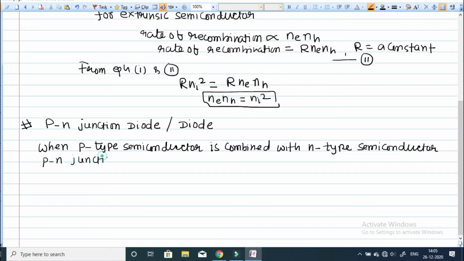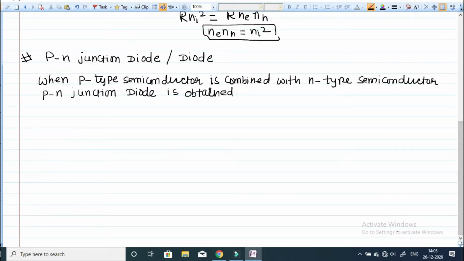Junction, or simply PN junction, we call it PN junction diode is obtained. Now let's see the constructional details, how the PN junction diode is made or manufactured. Basically, a PN junction diode is formed when p-type semiconductor is combined with n-type semiconductor. When p-type extrinsic semiconductor is combined with n-type semiconductor, PN junction diode is formed.